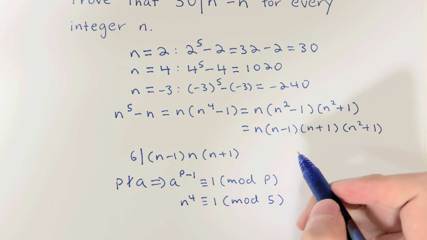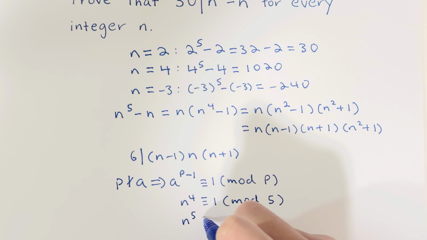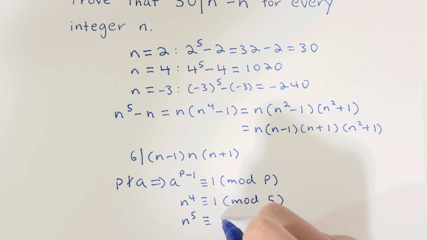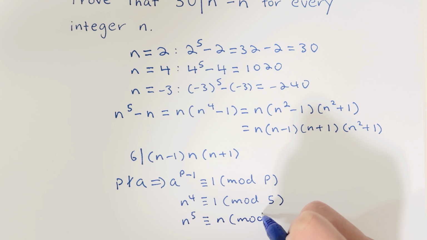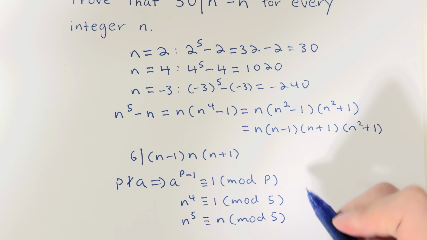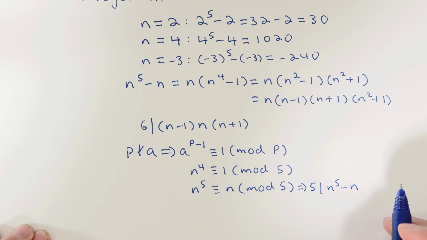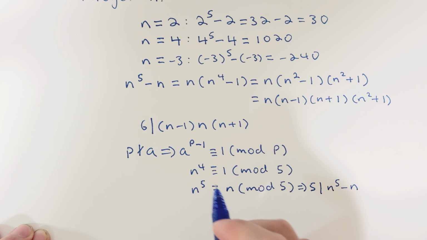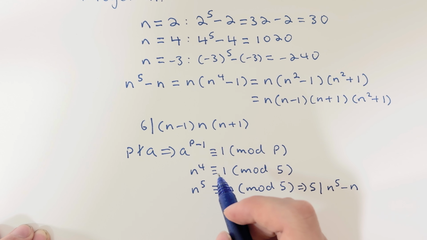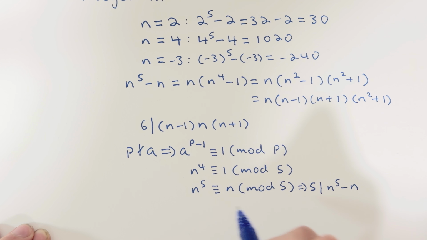And we can multiply both sides by n. n to the power of 5 is congruent to n mod 5. Which would mean that 5 is a factor of n to the power of 5 minus n. Combine these and then we can get that, well, first of all, what if 5 is divisible by n? Then 5 is divisible by n to the power of 5. I mean, 5 divides n to the power of 5 trivially, so 5 divides n to the power of 5 minus n in that case too.